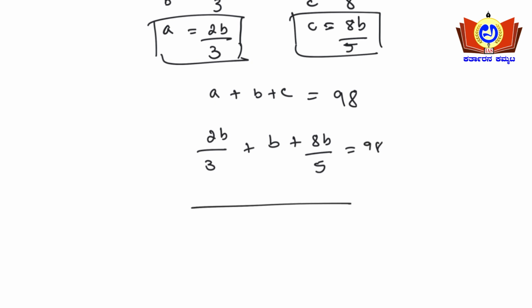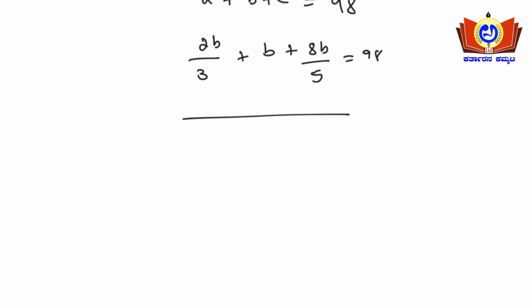So I need to take the LCM here. The LCM of 3 and 5 will be 15. 3 5s are 15, so 5 2s are 10. So 10b plus b means 1 into 15, so 15b, plus 5 3s are 15, so 8 3s are 24, so 24b, that will be 98.